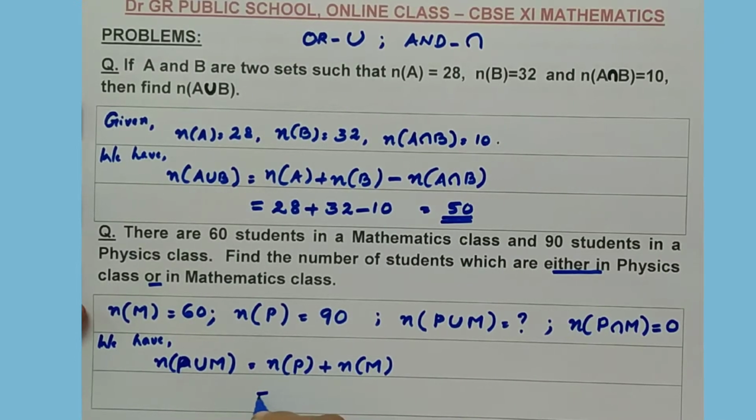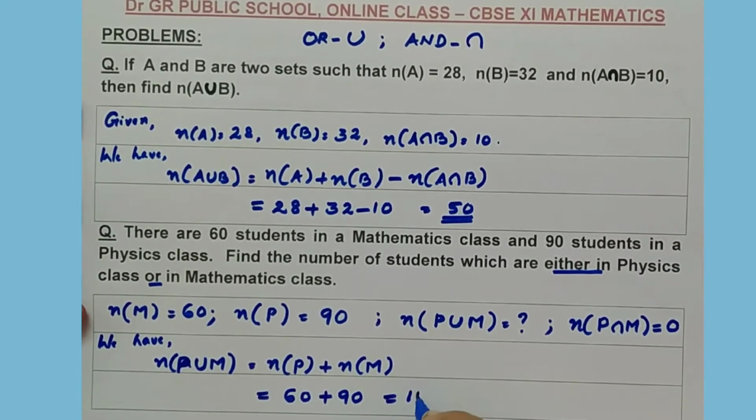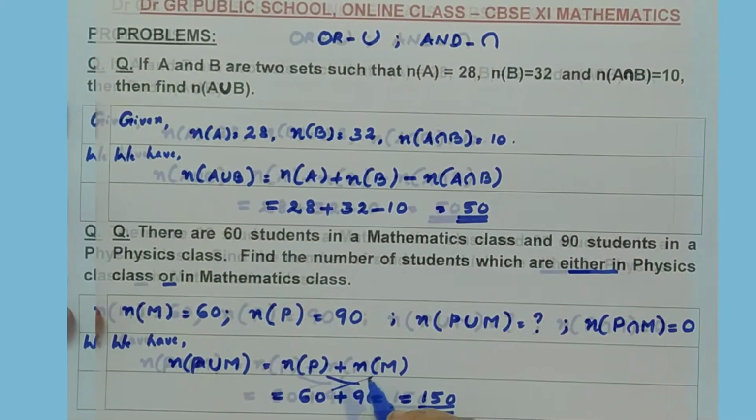Okay, just substitution of values. So the answer is 60 plus 90, or 90 plus 60, both are the same, which is 150. Number of elements in mathematics is 60, number of elements in physics is 90. So 60 plus 90, 150 is the answer.